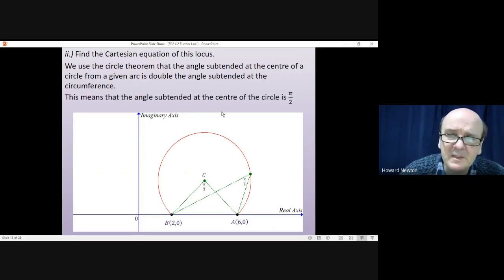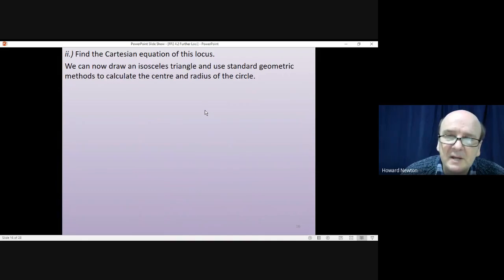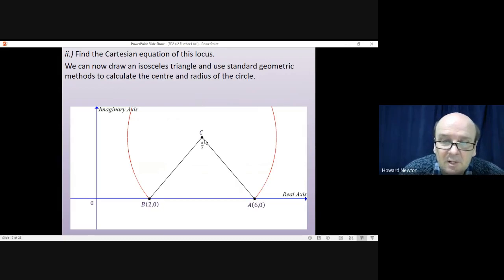Now, once we've done that, we get a triangle here, BCA. And we can look at that isosceles triangle and just use standard geometric methods to calculate both the center of the circle and the radius of the circle. So there's the triangle. There's A, B, and C again.